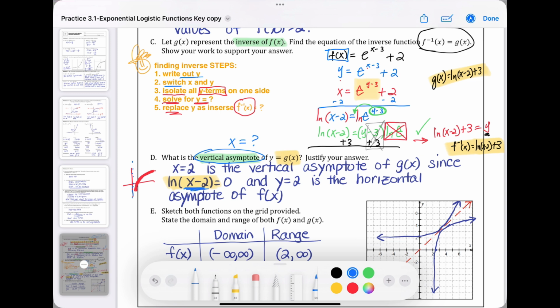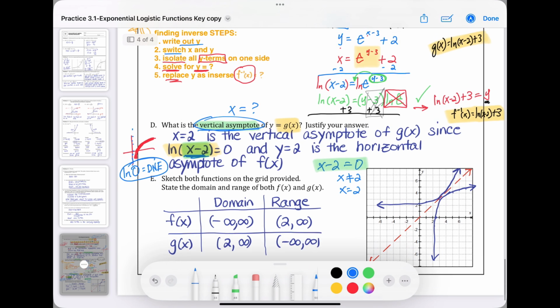The x value is in my log, which is right here. The x minus 2 cannot equal 0. What does that mean? That means when I plug in my calculator natural log of 0, I don't have any number. So therefore, whatever the number inside here, I cannot equal 0. That gives us the final answer. x cannot equal 2, aka x equal to 2 is my vertical asymptote. Good?